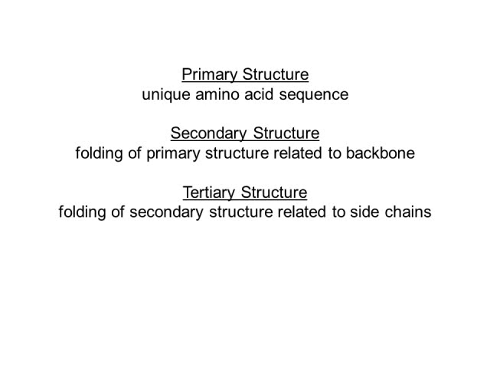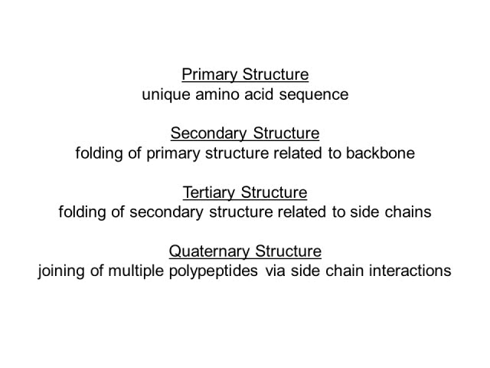The tertiary structure, which involves folding of the secondary structure related to side chain interactions, and the quaternary structure involving the joining of multiple polypeptides to each other via their side chains to form a final functional protein. We're going to go through each of these 4 levels, and I hope you can already spot a key word on the screen. The rest of protein chemistry is going to be dominated by one word: folding.